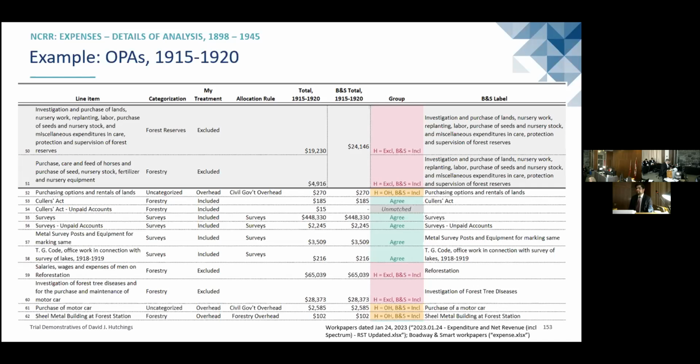Next, purchasing options and rentals of land. And it's not specific as to what that's for. I include it as overhead. So it's yellow again. The next several items.